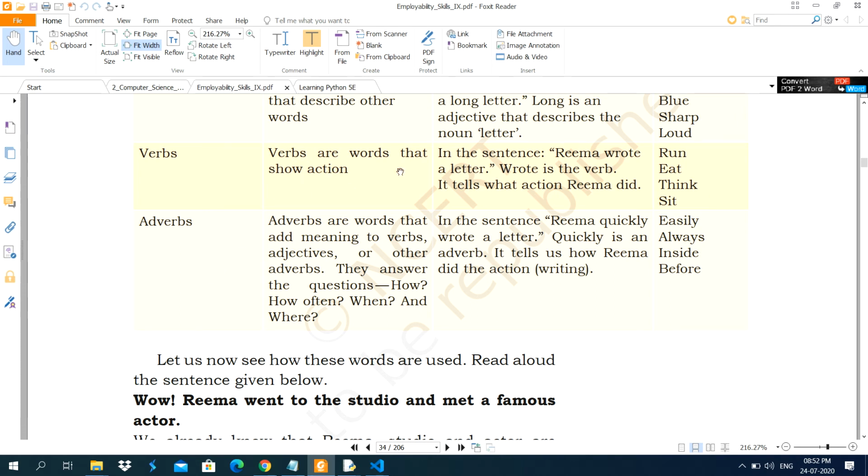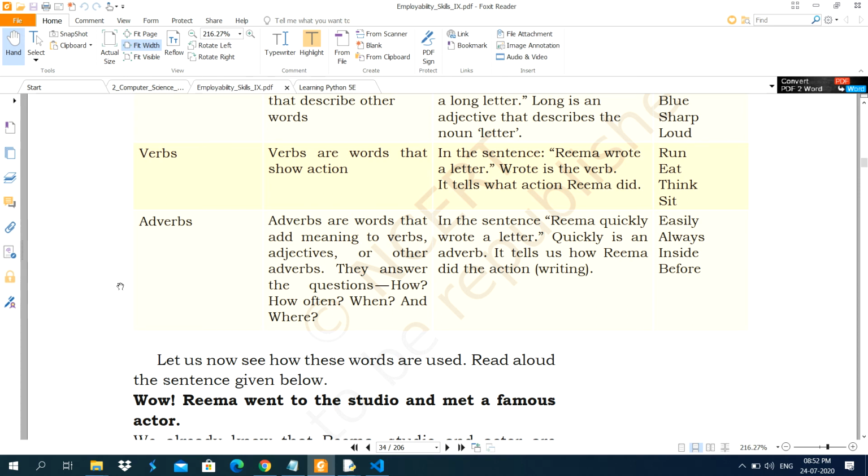Verbs. Verbs are the words that show action. In the sentence, Rima wrote a letter, wrote is the verb. It tells what action Rima did. There are some examples: run, eat, think, sit.